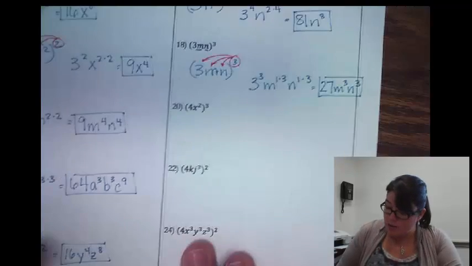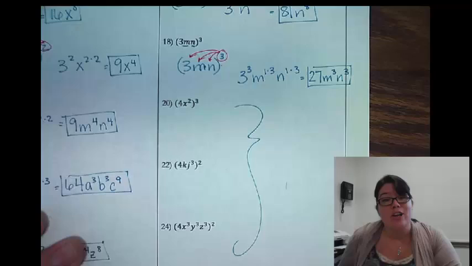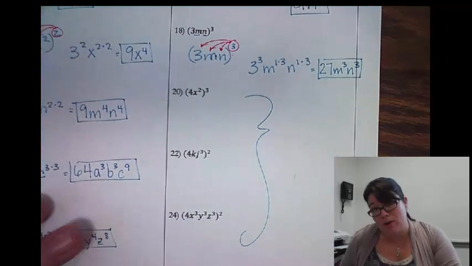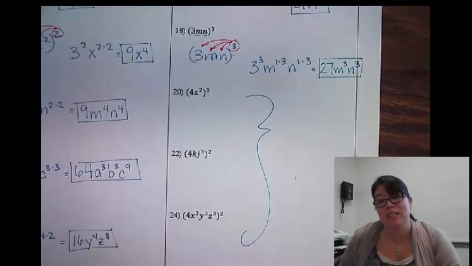20, 22, and 24 are your secret questions, so go ahead and stop the video and give those a try. If you don't get them correct, remember to watch the video explaining those before you come to class.